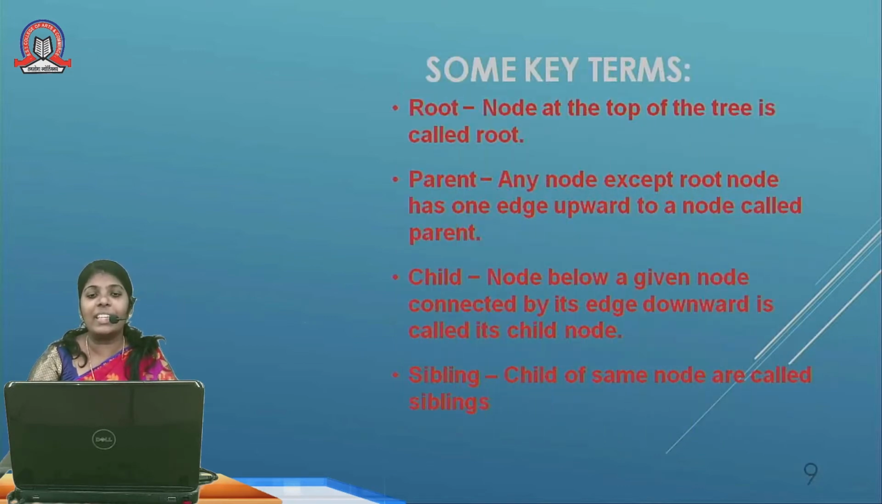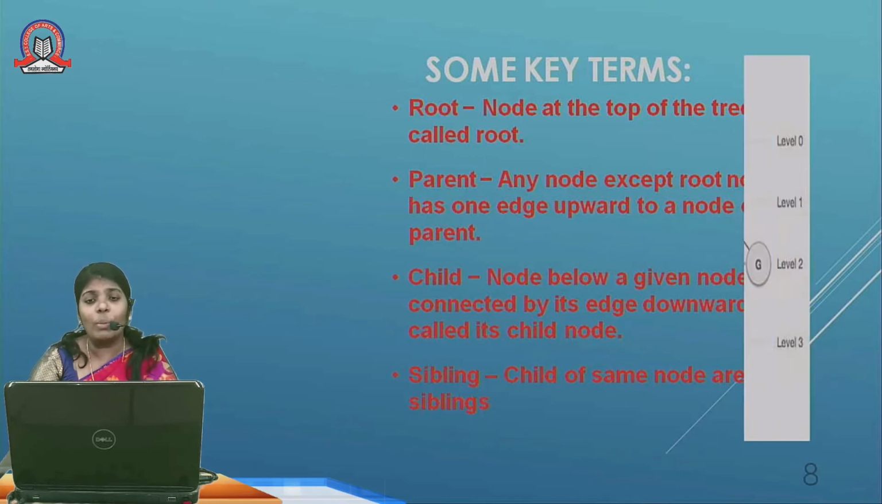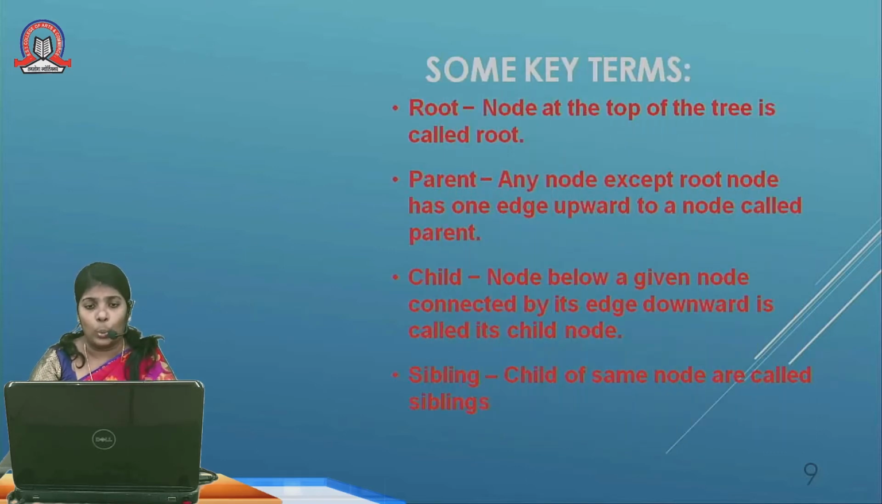In detail, we can first see some key terms. What is a root? What is a parent? What is a child? What is a sibling? First root. Root means the node at the top of the tree, which is called the root. Then parent. Parent means any node except the root node that has one edge upward to a node is called a parent. Then child. Child means the node below a given node, connected by an edge downward, is called a child node.